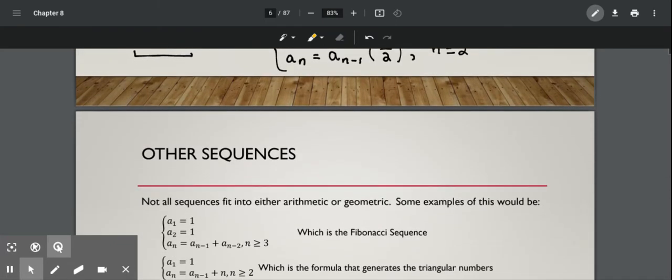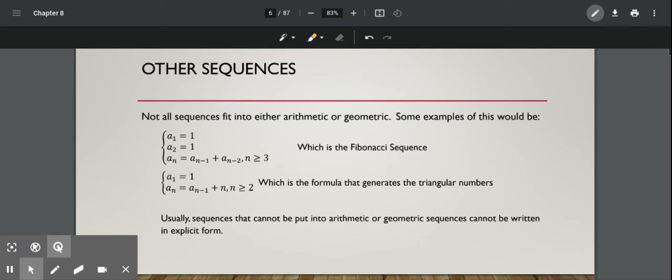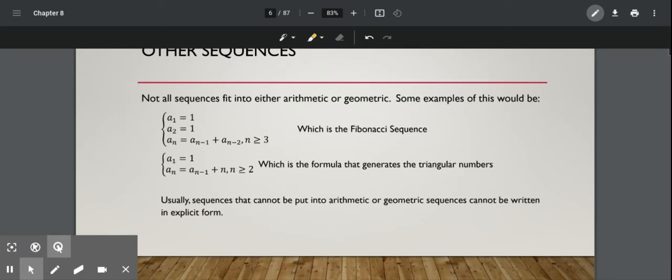All right, so moving on to other sequences. Some other sequences that you could potentially have to look at are the Fibonacci sequence. With the Fibonacci sequence, that's the one where you have your first two terms, and then the next term would come from adding the two before it.